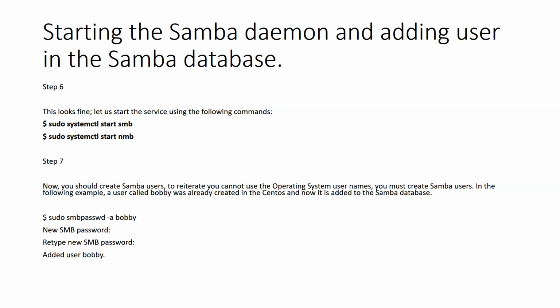Step 7. Now you should create Samba users. To reiterate, you cannot use the operating system usernames. You must create Samba users. In the following example, a user called Bobby was already created in CentOS. Now it is added to the Samba database. The command will be sudo smbpasswd -a Bobby. So it has added the user Bobby, as you can see from the message here.